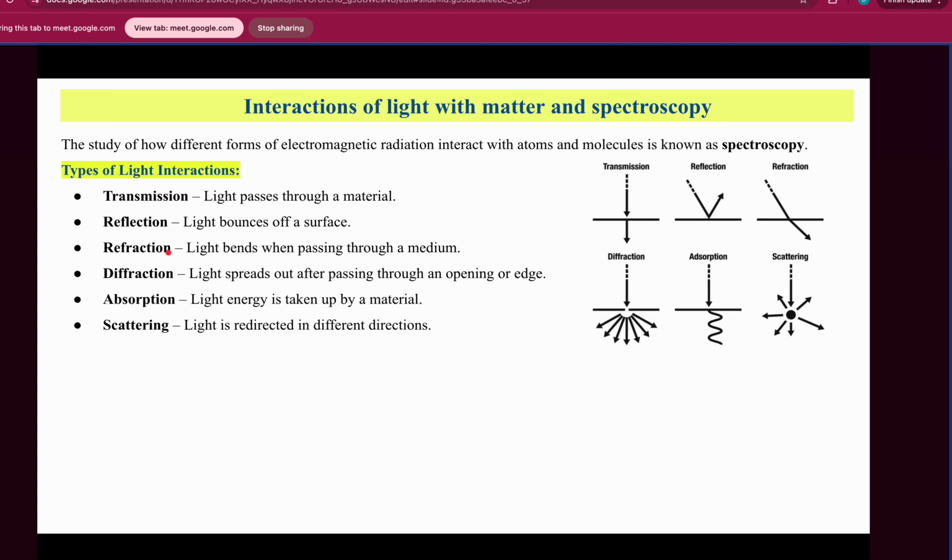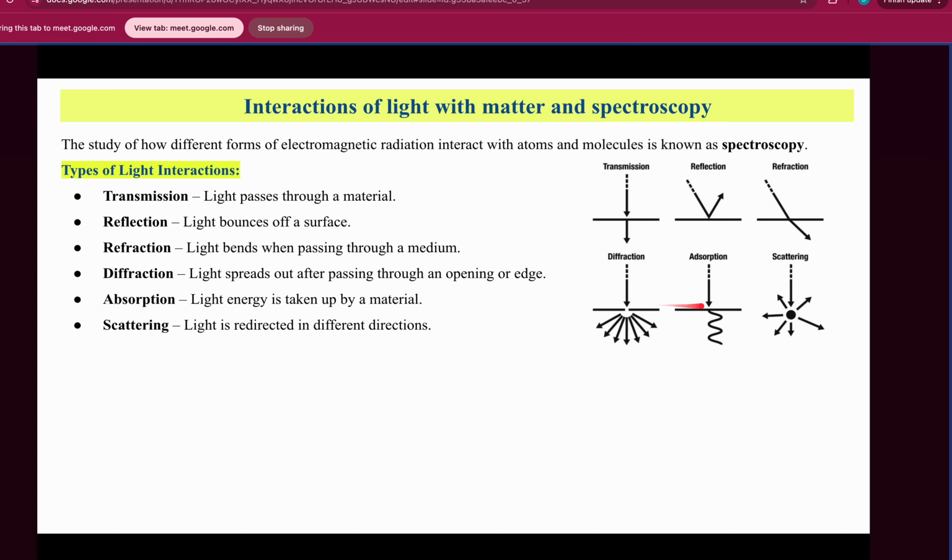The third interaction is refraction, which means that whenever light strikes a surface, it bends by some angle and then goes inside so that we can capture it. Then comes diffraction. X-ray crystallography was based on the concept of diffraction. In diffraction, the light spreads out after passing through an opening or an edge. There is a small opening from where the light passes, and then it scatters into different directions. But this scattering is an ordered scattering.